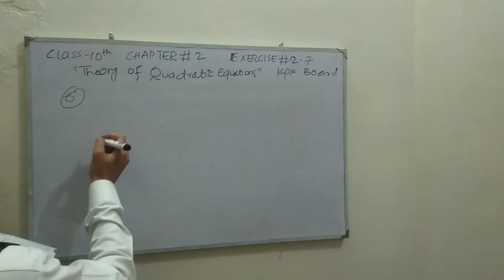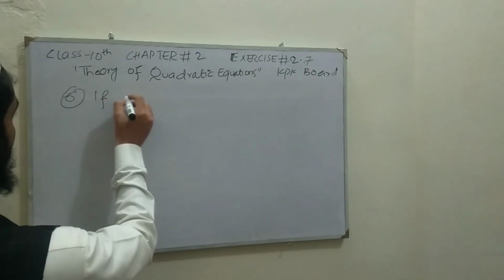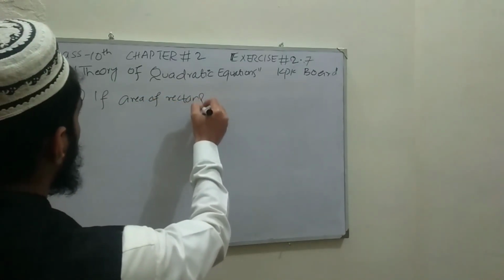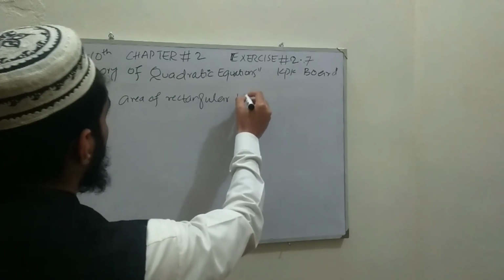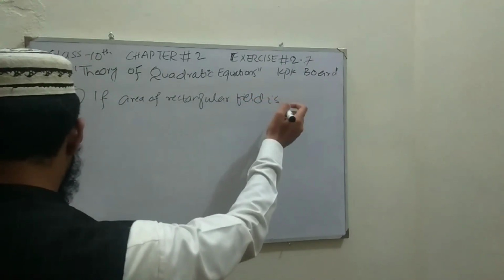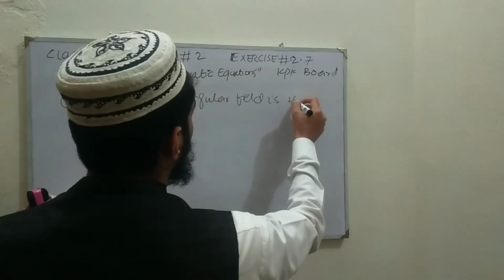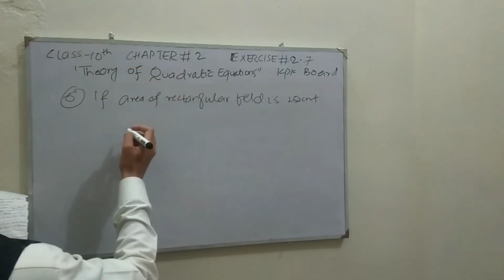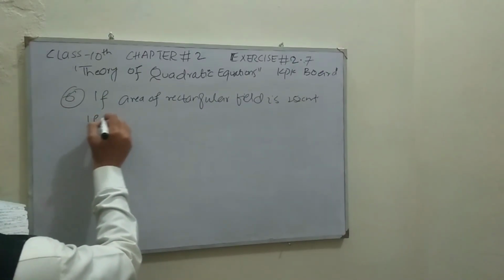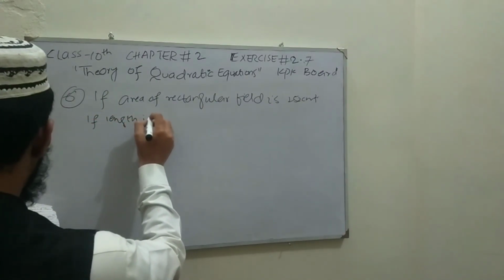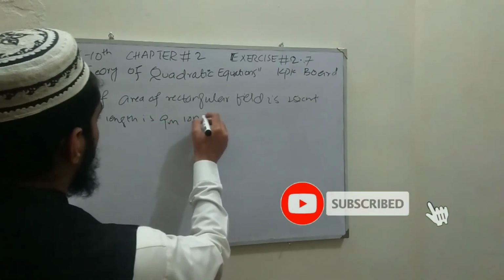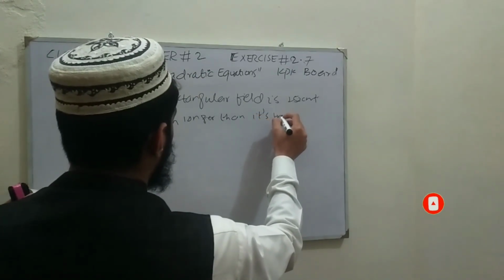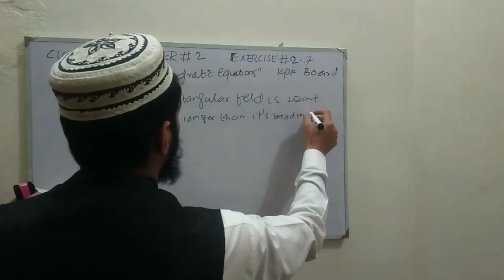Question number 6: if the area of a rectangular field is 252 centimeter square and the length is 9 meter longer than its breadth, find the sides.